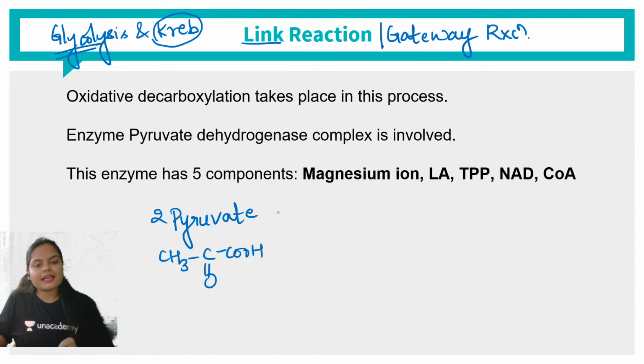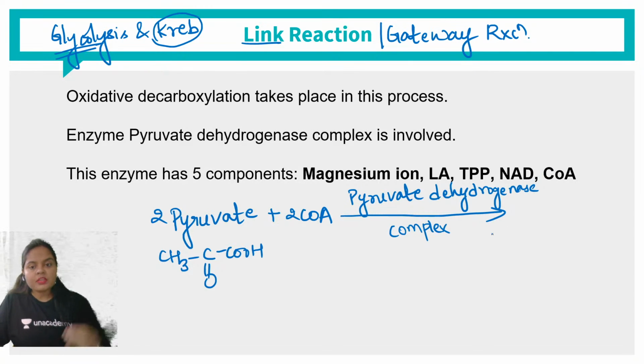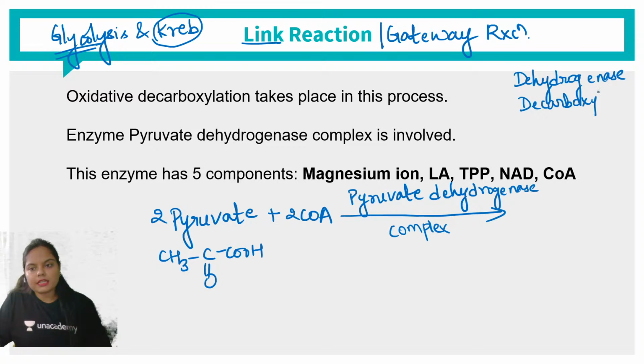So this pyruvic acid or pyruvate reacts with coenzyme A, in the presence of the enzyme pyruvate dehydrogenase complex. When I say it is a complex, that means it consists of a series of enzymes. It contains the enzyme dehydrogenase for the process of oxidation, then the enzyme decarboxylase for the process of decarboxylation, then the enzyme transacetylase for the formation of the bond between the coenzyme A and the pyruvate.